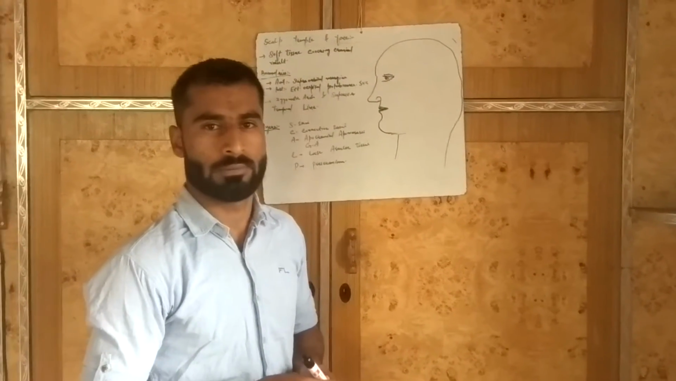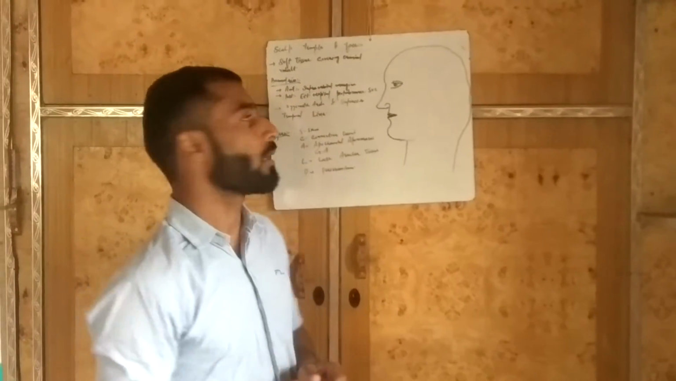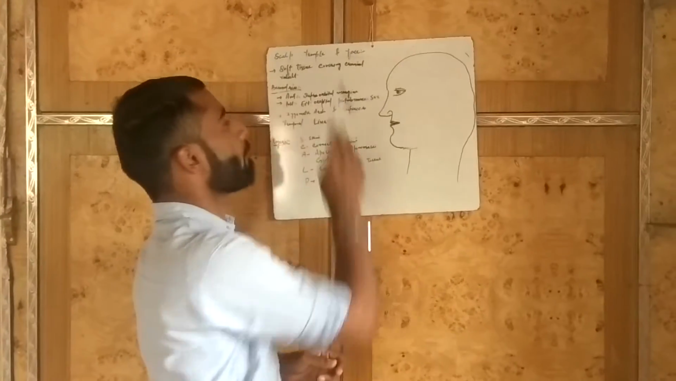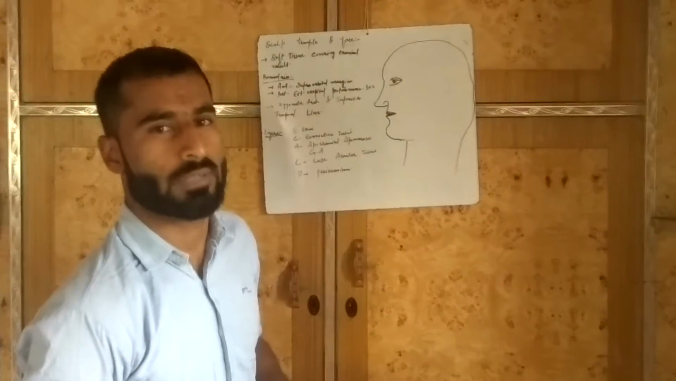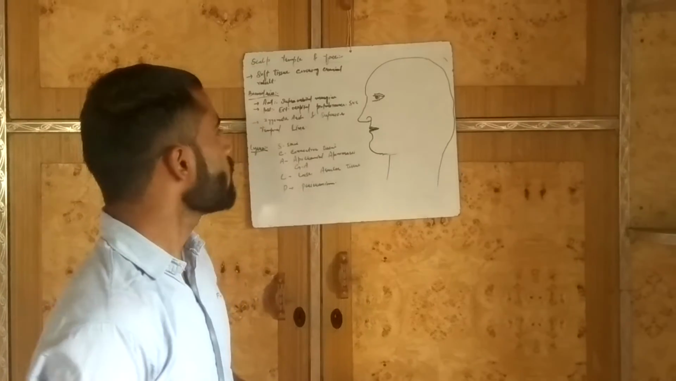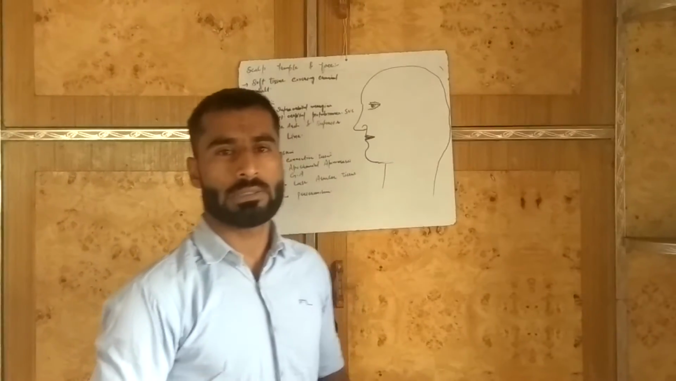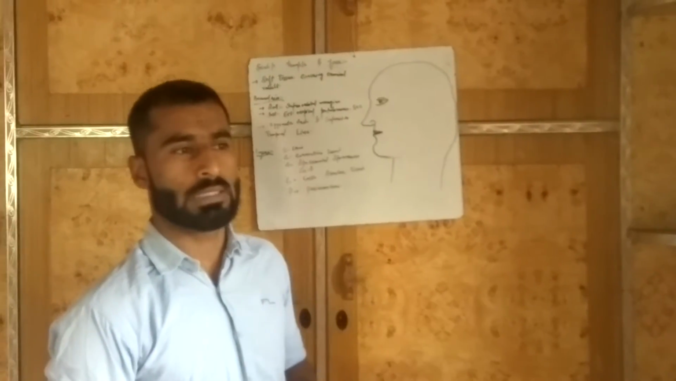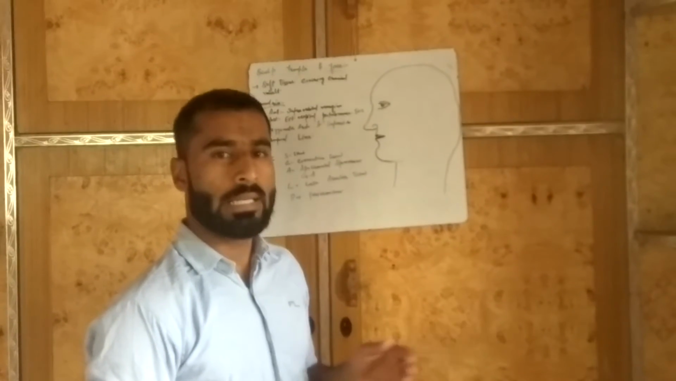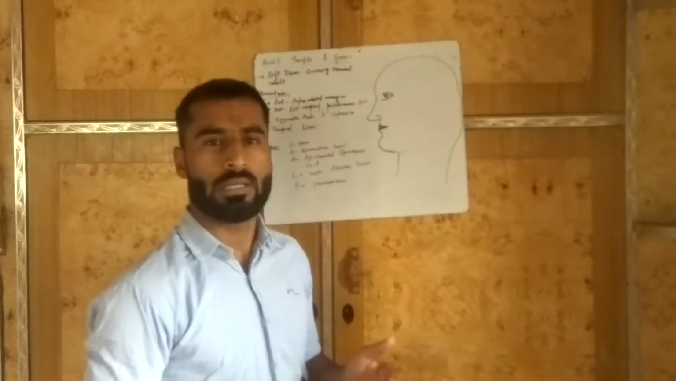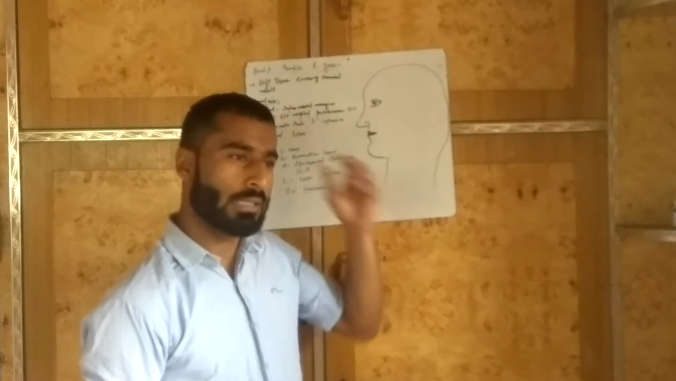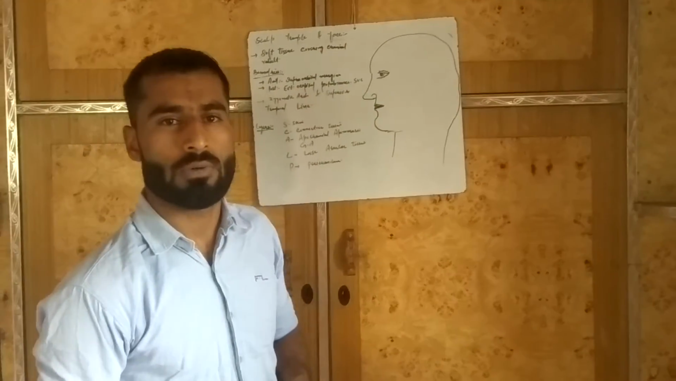So today we are going to talk about the scalp, temple, and the face, at the demand of many of my friends. As we know, the human body is externally covered by soft tissue, skin, like at our hand, feet, and the rest of the body. The head or the skull is also covered by soft tissue.